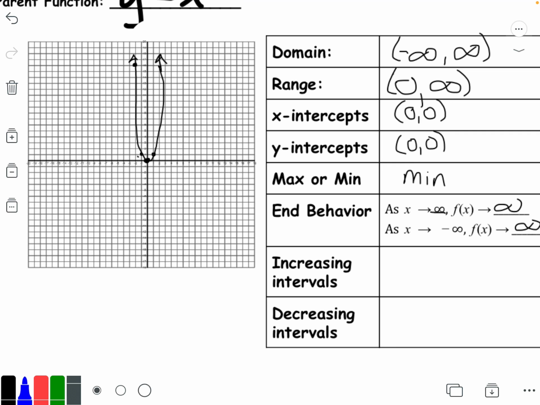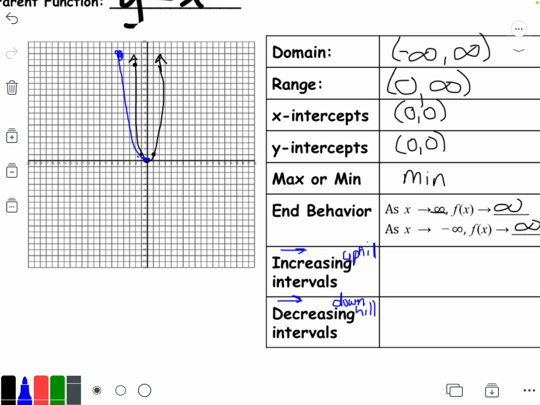All right, now let's look at increasing and decreasing intervals. Remember, we're always going to go from left to right. That's how we're going to read it. And our increasing intervals are when we're going uphill, and our decreasing intervals are going downhill. Okay, so uphill and downhill. So looking at our graph to the left, on the left-hand side, if I were to imagine moving along that, I would very clearly be going downhill. So that is a decreasing interval.